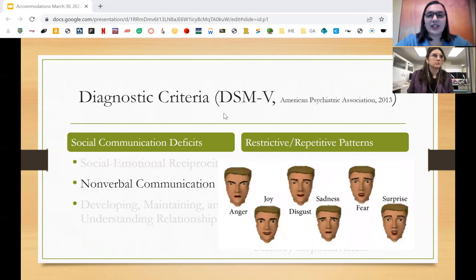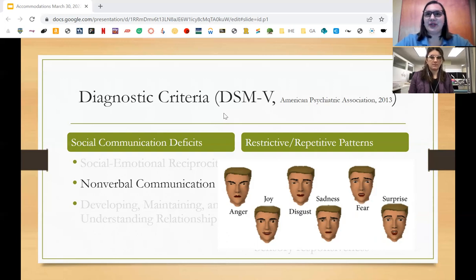The second criteria is nonverbal communication difficulties. So this is being able to read body language, read facial expressions, and communicate through any of those gestures and nonverbal cues. For many, many individuals on the autism spectrum, it's difficult to read nonverbal cues in other people. So someone may not be able to tell what emotion someone is feeling based on their facial expression or their body language.